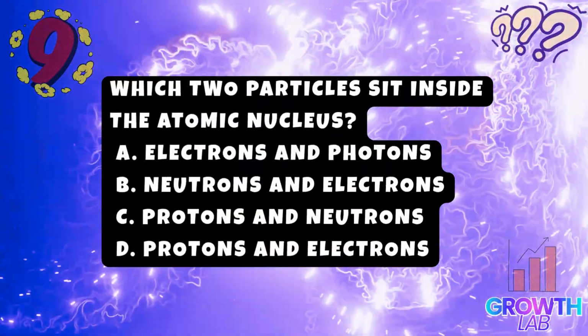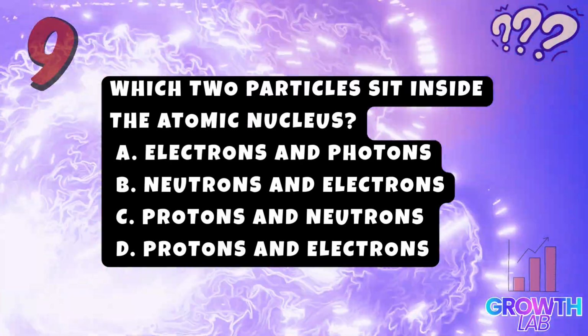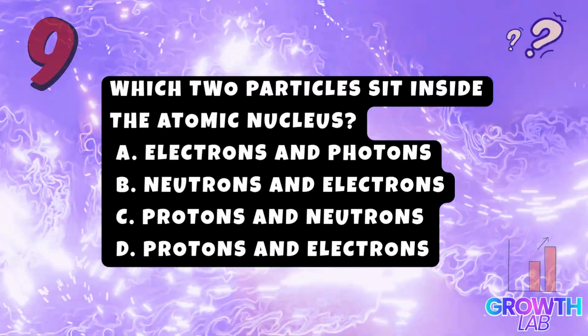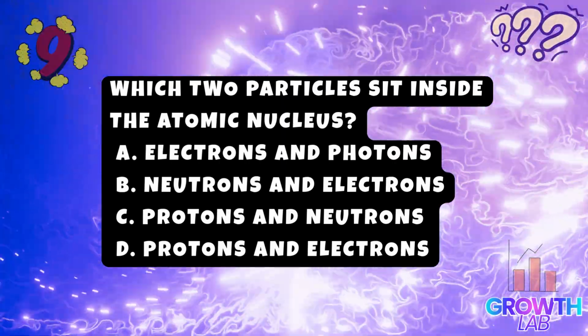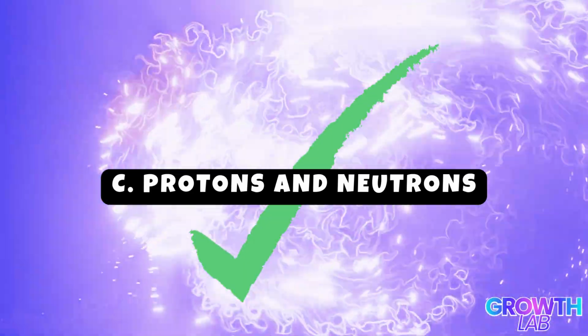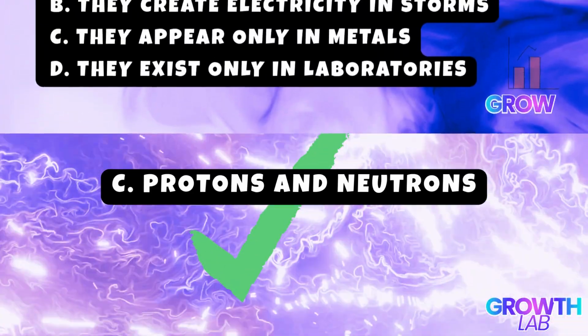Question 9. Which two particles sit inside the atomic nucleus? Answer options are: Option A, electrons and photons. Option B, neutrons and electrons. Option C, protons and neutrons. Option D, protons and electrons. Correct option is option C, protons and neutrons. These particles form the atomic nucleus.